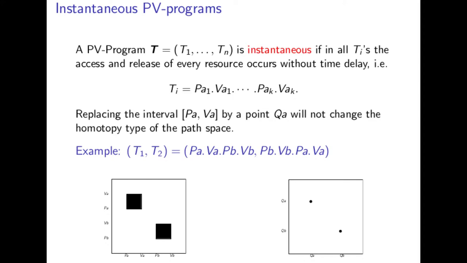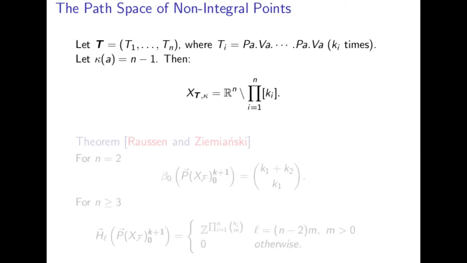So, formally speaking, we'll just replace the interval PA, VA by a point QA. So this picture turns out to be this picture. And we can convince ourselves that this does not actually change the situation topologically. Okay, let's see examples of instantaneous programs.